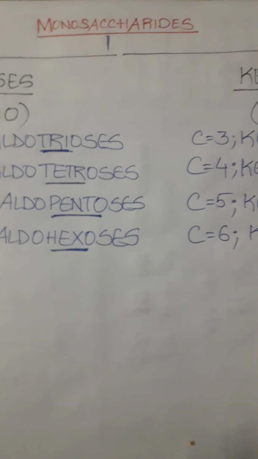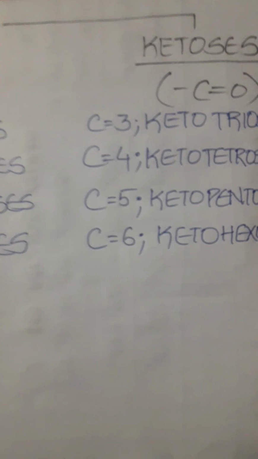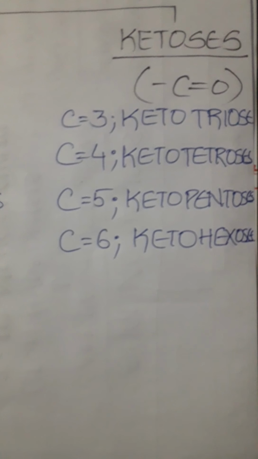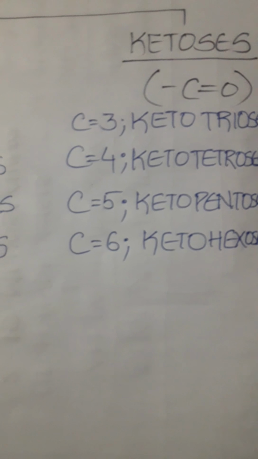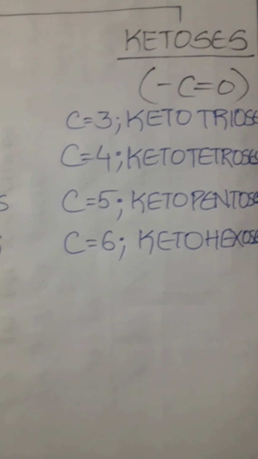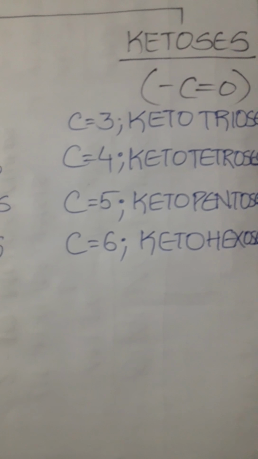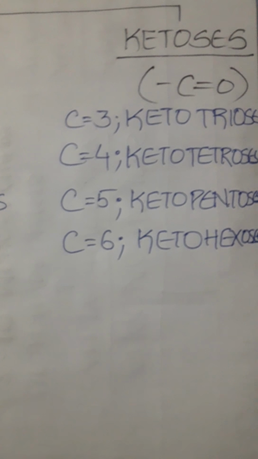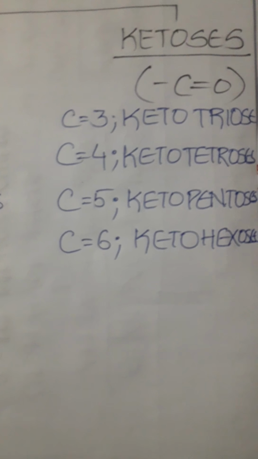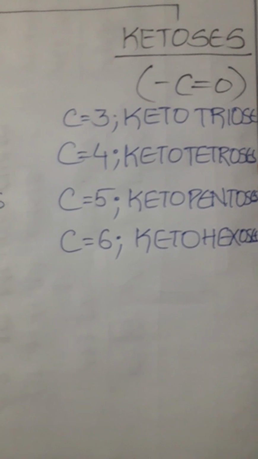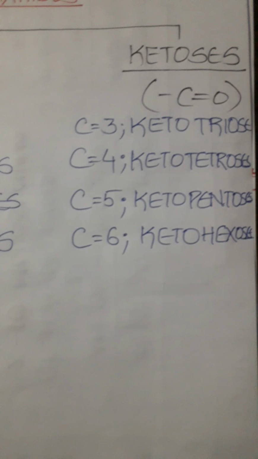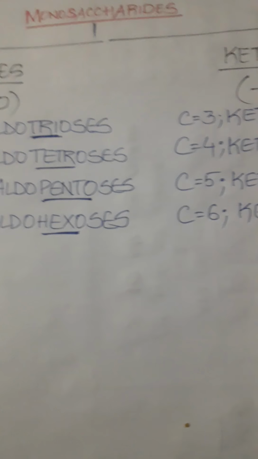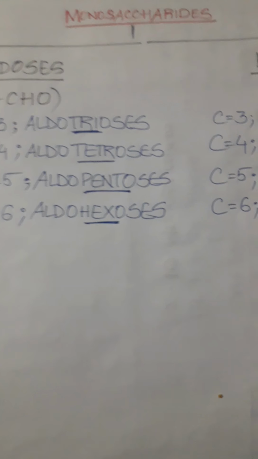Now, the sugars which have the ketone group, that is the CO group present, how are you going to name them? If there are 3 carbon atoms, then you add the prefix keto followed by the number of carbon atoms, that is 3: ketotriose. Similarly, ketotetrose, next ketopentose, and then ketohexose. This is how you are going to do the nomenclature of the monosaccharides, if they contain the aldoses or else if they contain ketoses.